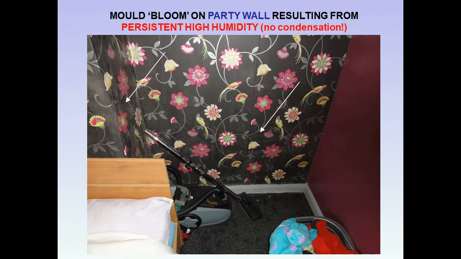Rather an interesting case as well, mould bloom on a party wall. Again, it's resulted from persistent high humidities, and the arrow showed this bloom. Interestingly enough, nothing showed even on the corner of the right-hand wall. It was that particular wallpaper that showed all this bloom. Condensation never occurred on that wall.